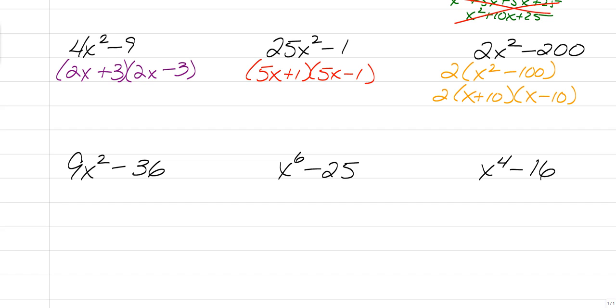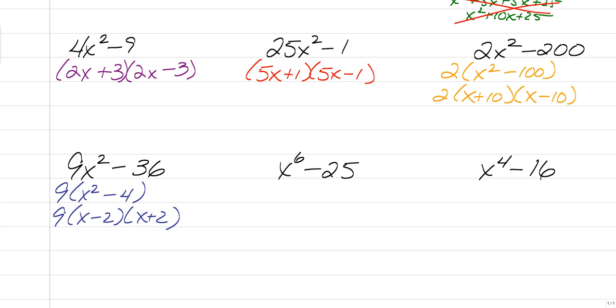So the 9x squared minus 36. If you said 3x minus 6 and 3x plus 6, you're kind of right, but you're not done. Whenever you're factoring, you must factor completely, which is why I always tell you the first thing you should do is factor out a GCF when possible. And you would have an x squared minus 4 on the inside. So you should have 9 times x minus 2 and x plus 2.